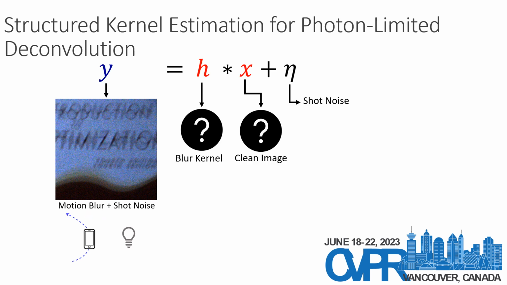So in this paper, we provide a new approach for photon-limited deconvolution problems. We use spatially invariant blurs, so we have this nice forward model we can use. We have the clean image, blurred by an unknown kernel, with addition of Poisson shot noise.